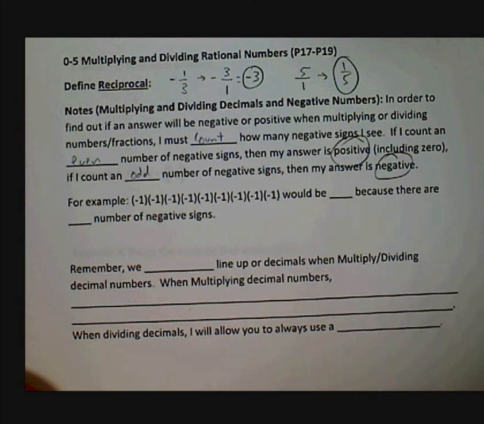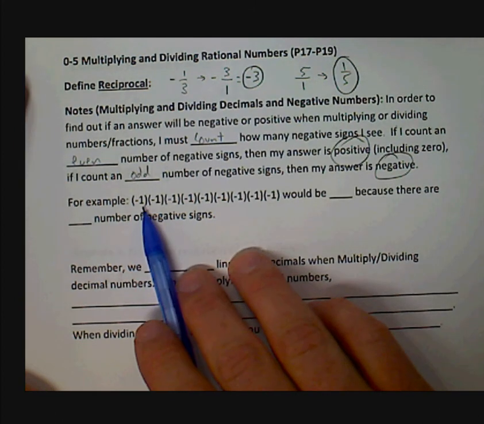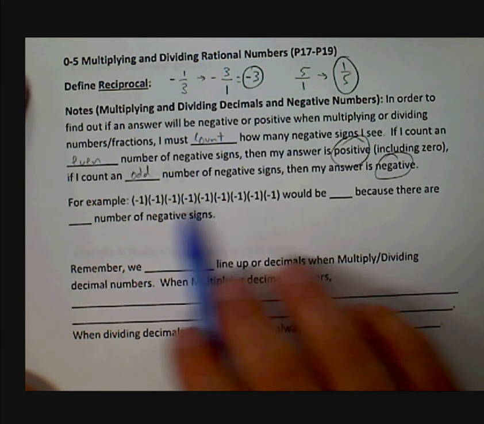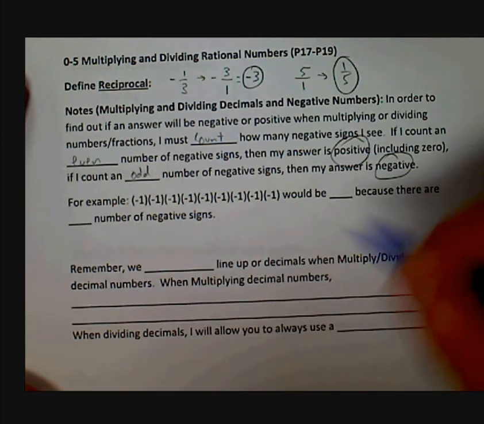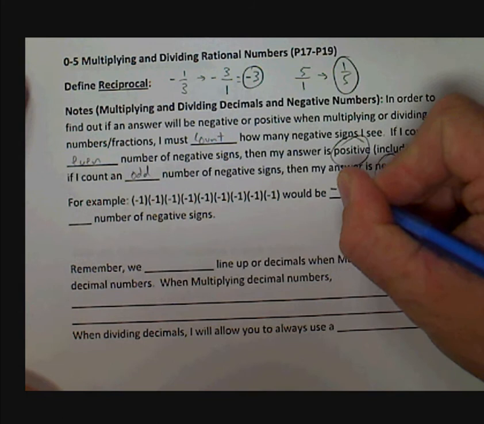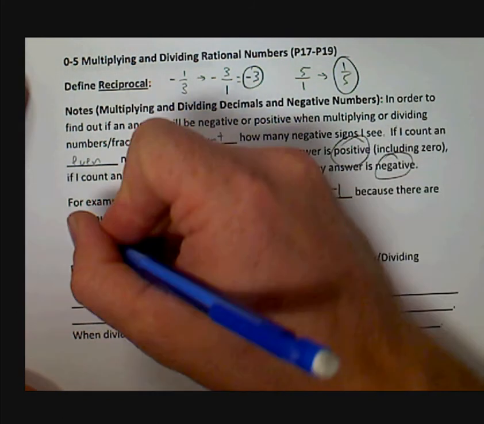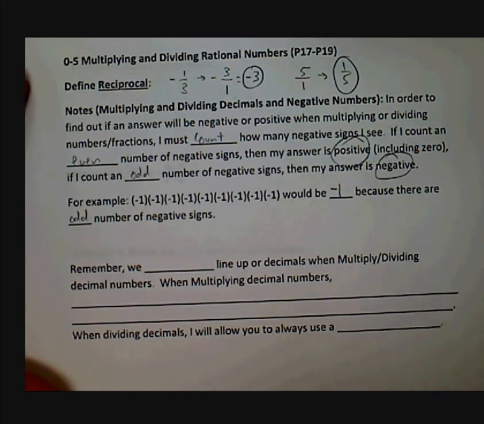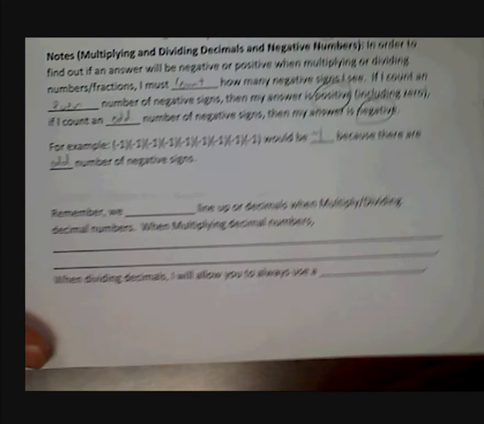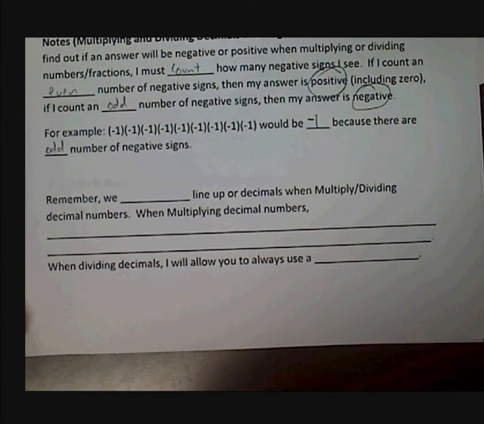Just like I said before, -1 all this time. I have 1, 2, 3, 4, 5, 6, 7, 8, 9 negative signs. My answer would be -1 because there is an odd number of negative signs. So it works the same even with decimal numbers as well as fractions. We taught you this in pre-algebra.